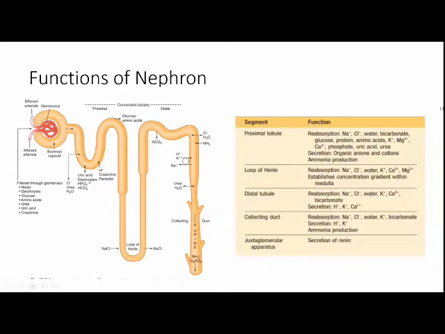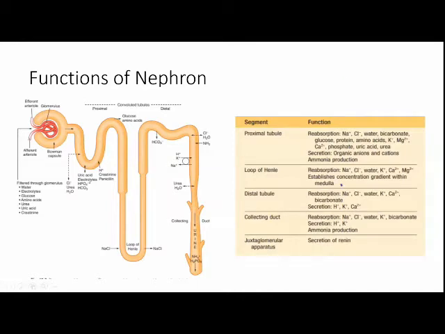As the loop of Henle goes, it establishes a concentration gradient within the medulla. When we reach the distal tubule, there is more reabsorption of sodium, chloride, water, potassium, calcium, and bicarbonate. Active and passive processes occur here: sodium and chloride by an active process with sodium-potassium ATPase, and a passive process for potassium, so hydrogen ion and bicarbonate come out. In the collecting duct, reabsorption of sodium, chloride, water, potassium, and bicarbonate still occurs, with secretion of hydrogen ion and potassium.